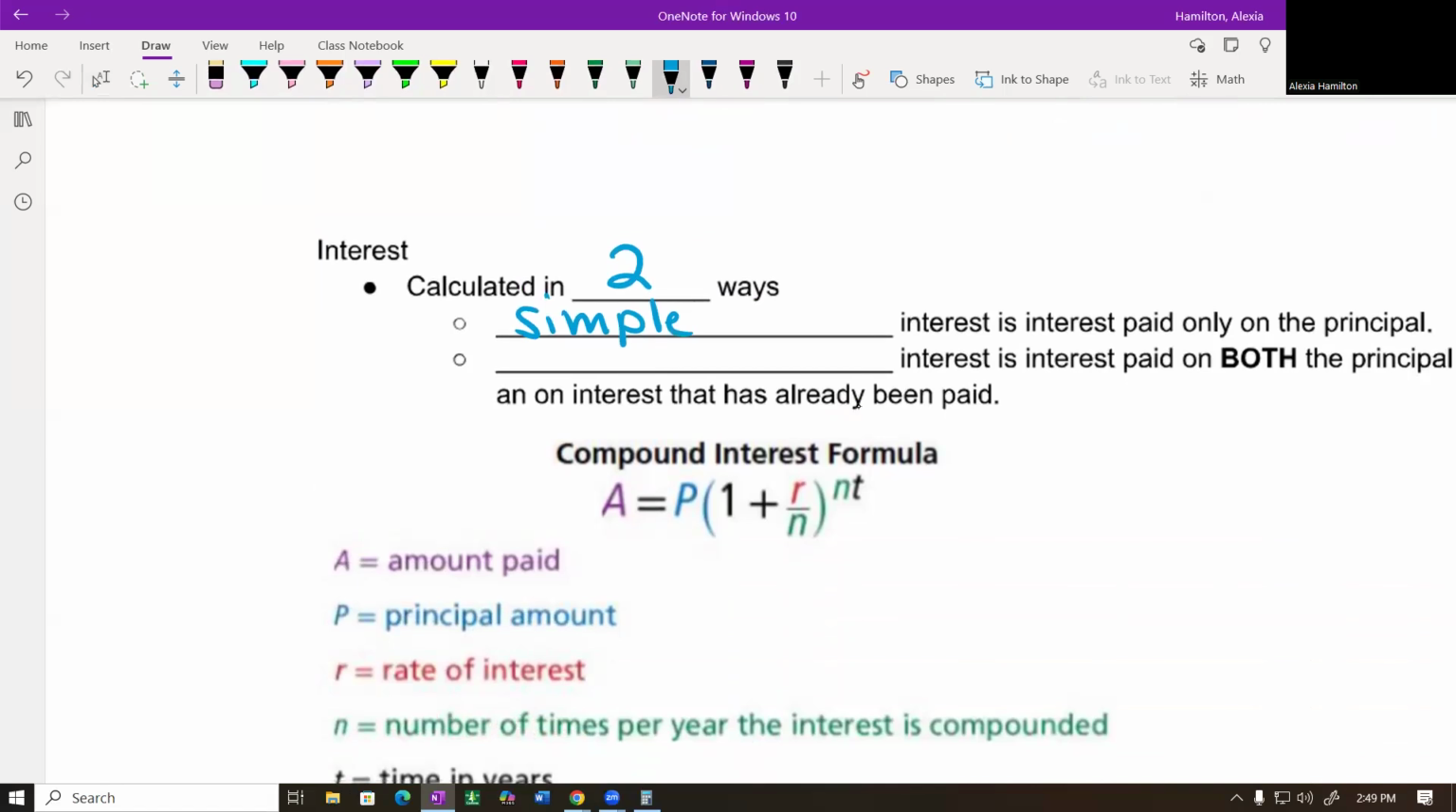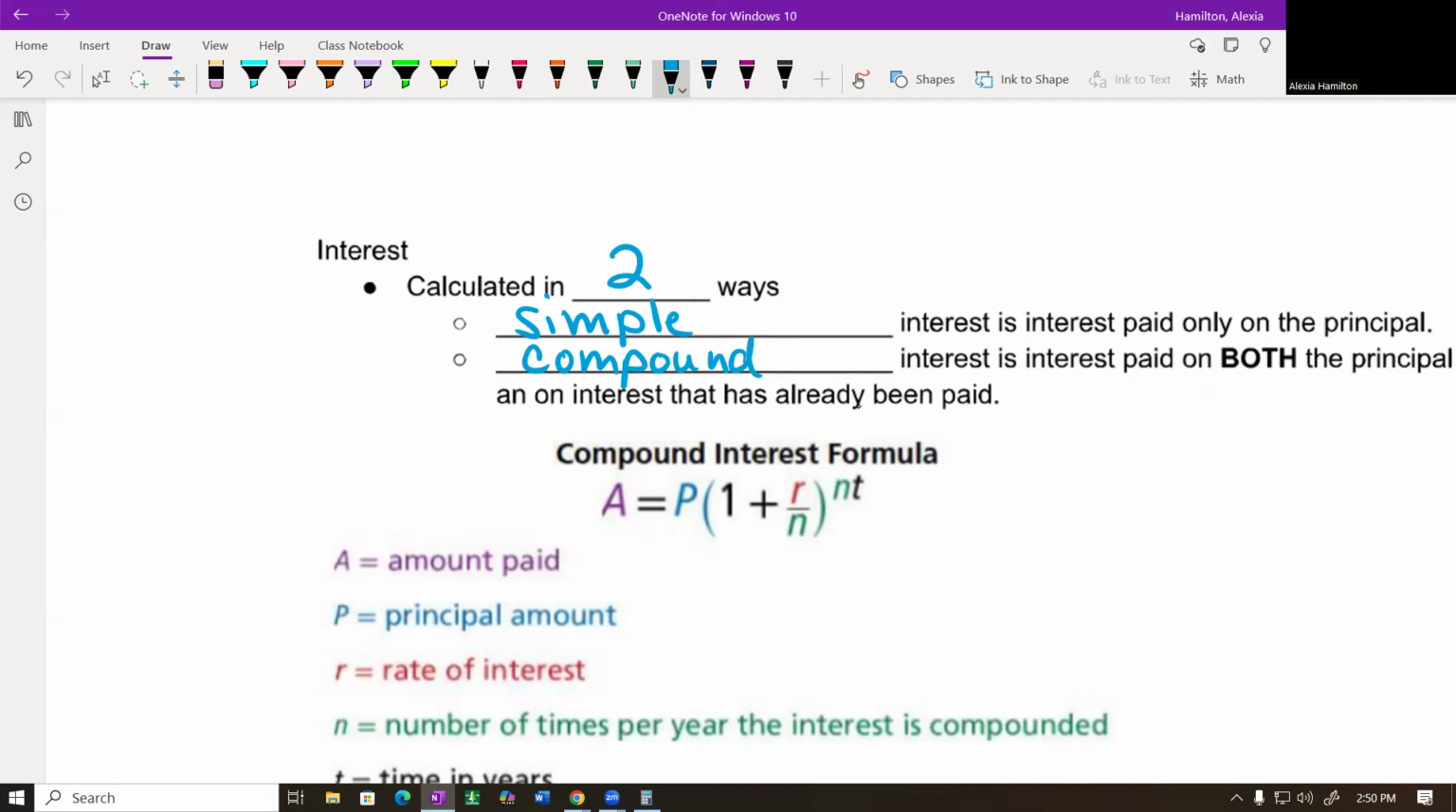Or we can have compounded interest. Now, compounded interest means that you get paid both on the principal, so the money that you put into your bank account, and then also on the interest that has been given to you. So if you've put money into your bank account 10 years ago and you get interest every year, all 10 years of interest will make the money that you have in your account even more. Each year you get more and more money. And that's what we're all about here.